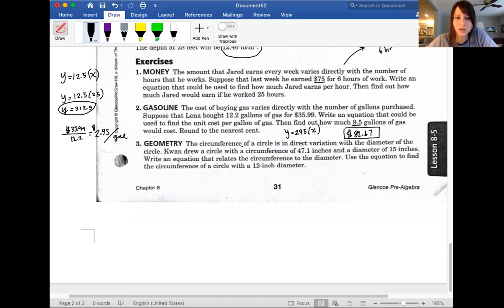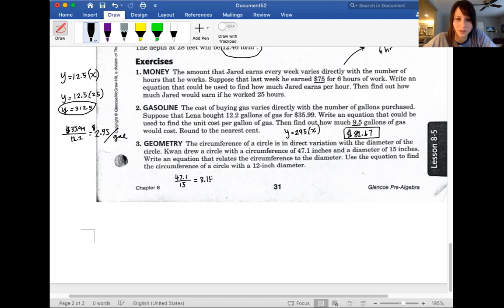Okay, geometry. The circumference of a circle is in direct variation with the diameter of the circle. Quan drew a circle with a circumference of 47.1 inches and a diameter of 15 inches. So there's a direct variation of circumference to diameter. And once I put this number down, I think you'll be familiar with it. 47.1 divided by 15, 3.14. Cool.